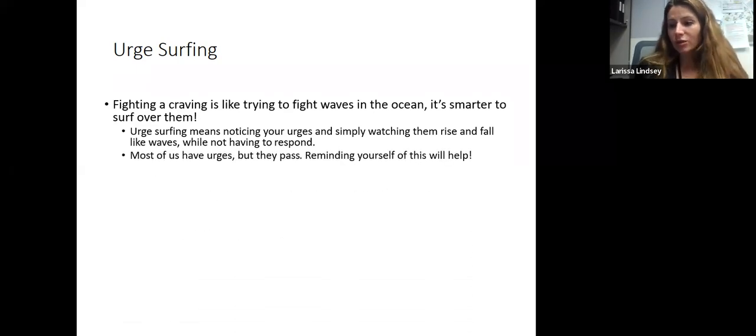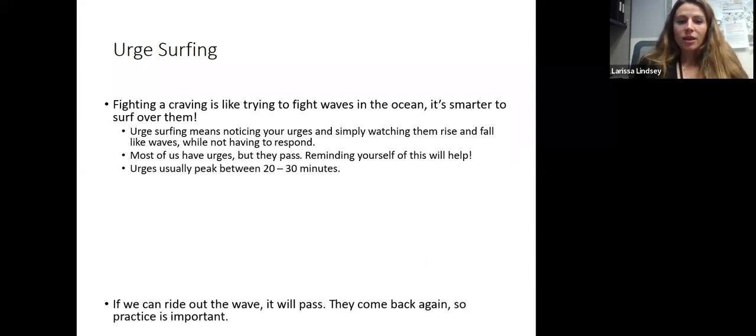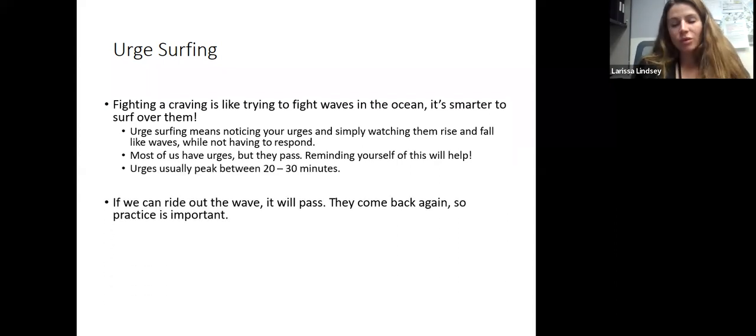There's ways that you can respond, but sometimes it's just waiting it out and knowing that it will pass. Most urges peak within about 20 minutes, usually sooner than that. But people don't let themselves get to that point to have that success. They usually act on the urge before they get to that point.